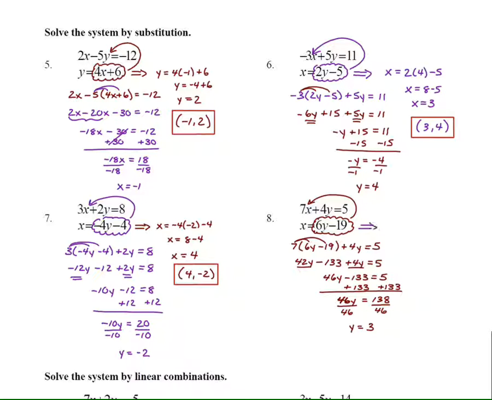I need to find x. So I'm going to go up to that first set of equations and replace the y with 3. So x is going to be 6 times 3 is 18 minus 19, which is negative 1. So my answer should be negative 1, positive 3. And that's kind of the process of solving systems by substitution. The goal would be to have an equation where one variable is already isolated. Then I use that to substitute in my second equation.